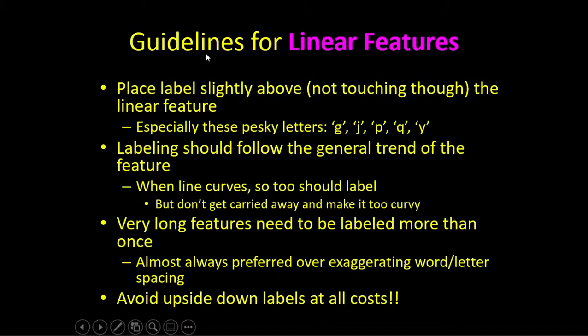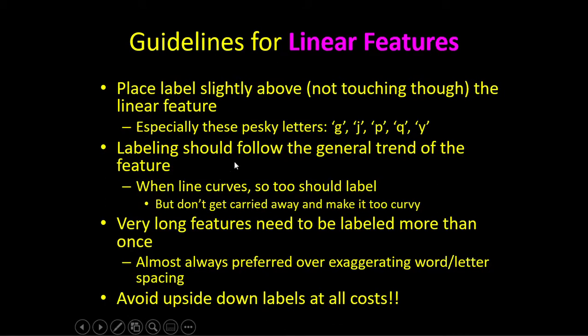Now let's talk about guidelines for linear features. Here we place the label always, the goal is to put it slightly above, not touching, although maybe you can pull it off. There are some exceptions, but we try to put the label slightly above the linear feature. You have to make sure you put it above enough that the bottoms of G, J, P, Q, and Y don't get down and touch that linear feature. Further, the labeling should follow the general trend of the feature.